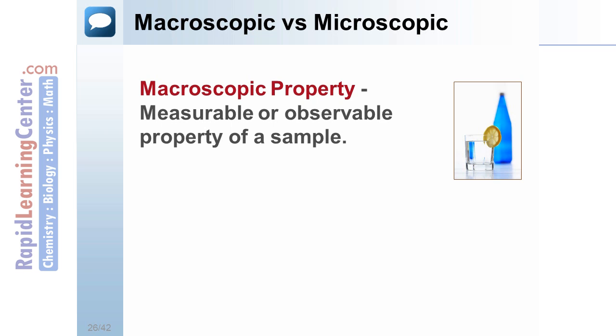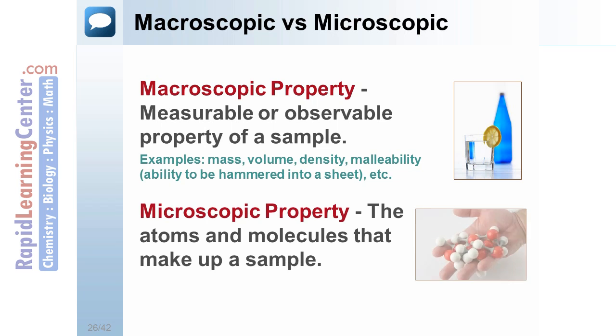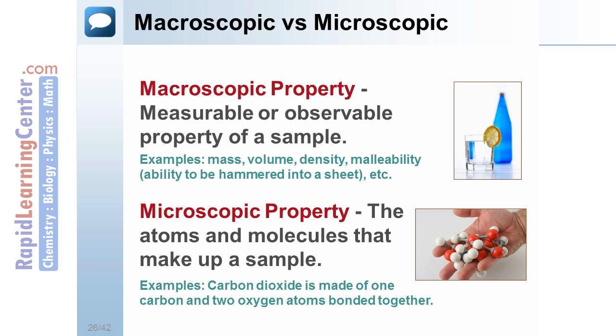A macroscopic property is one that we can see, observe, and measure. A microscopic property is one that we cannot see, the actual atoms and molecules that make up the matter.